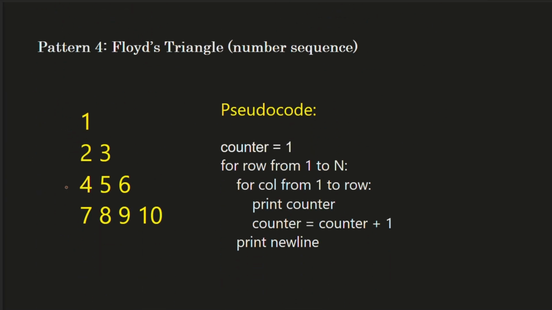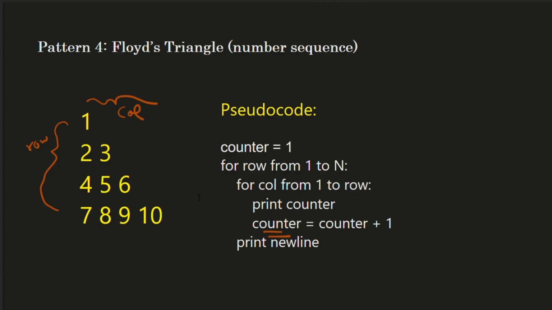Let's see the pattern 4, Floyd's triangle, number sequence. Approach. Keep a counter and print continuous numbers across rows. Pseudocode. Counter equals 1. For row from 1 to n. For column from 1 to row. Print counter. Counter equals counter plus 1. Print new line. Use one variable to keep track of what number to print next. Outer loop equals rows. Inner loop equals elements per row.